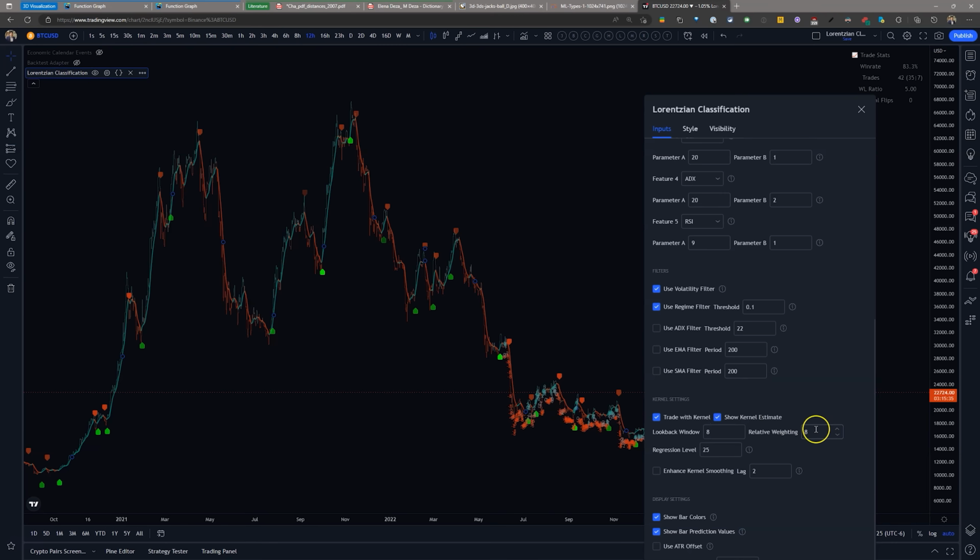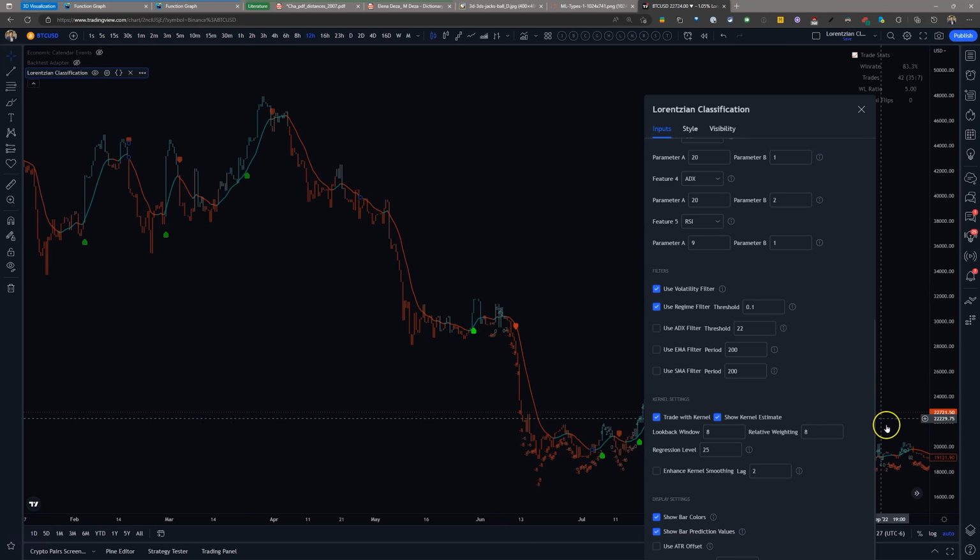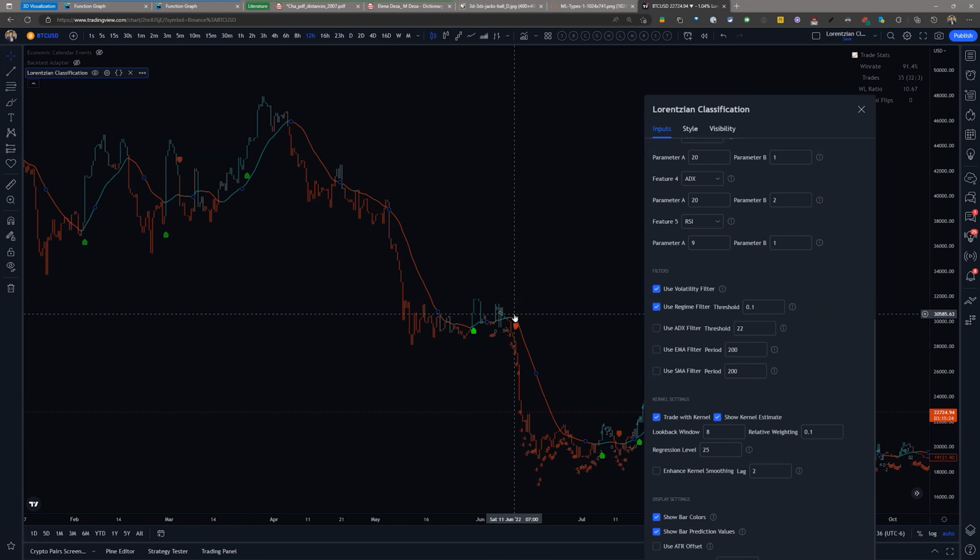So the kernel itself, a lot of people think it's like a moving average, but it's actually a lot better than that. You could change the relative weighting, for example, to be 0.1, and this sometimes gives you a smoother fit overall. You can see it did boost the win rate a little bit over here. So that's always an interesting trick that you could try.